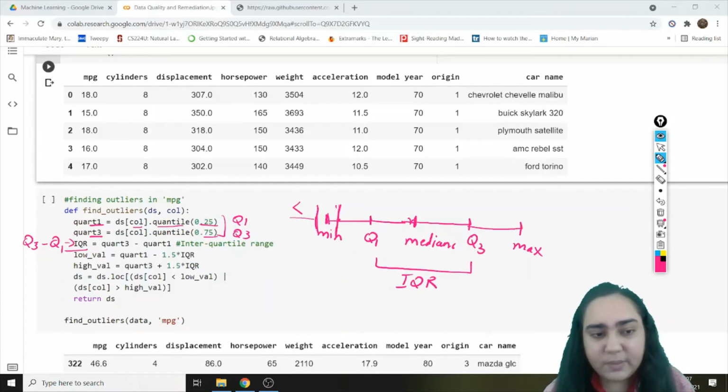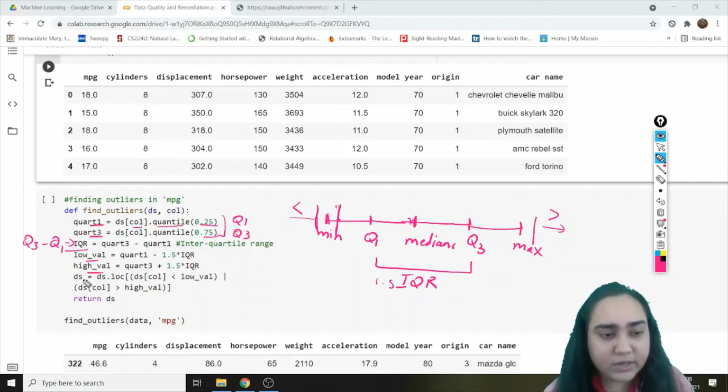And same thing for this is the low value. Then there's high value, which is quartile 3 plus 1.5 times IQR. Okay. So if suppose you get this point, then whatever is beyond this point, greater than, is going to be an outlier. So basically, we found these limits of normal values, values which are not outliers. And those limits are this low value and high value.